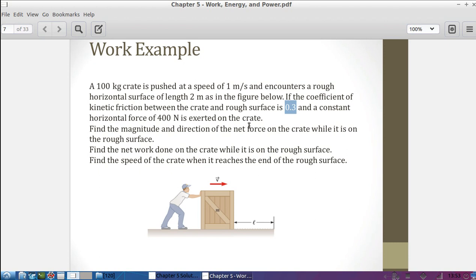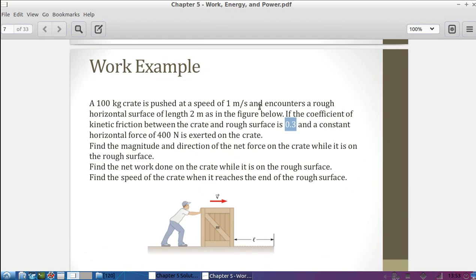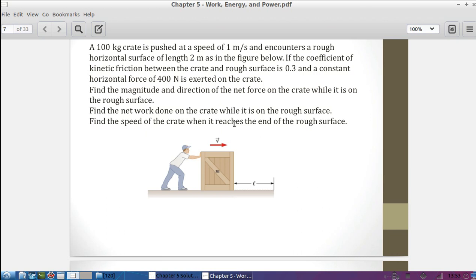So I'm going to find the magnitude and direction of the individual forces, add them up, then I'm going to find the net work done. So I'm going to find the work due to each individual force, add them up just like I did the previous problem. Final part, find the speed of the crate when it reaches the end of the rough surface. So I think I'm probably going to have to use like Newton's second law, probably have to find an acceleration. I've got an initial speed, and then I'll probably have to use kinematics to find a final speed, right? Because I've got a displacement of 2 meters.